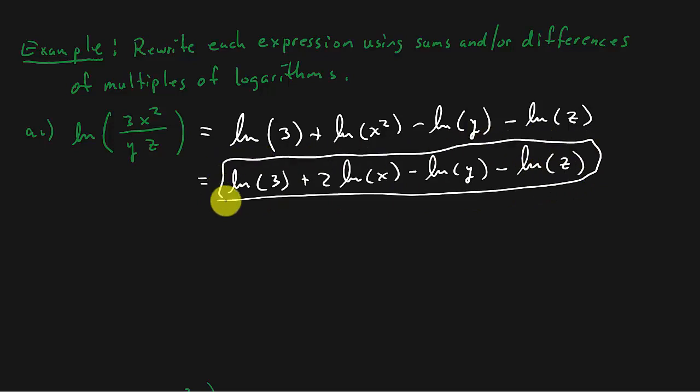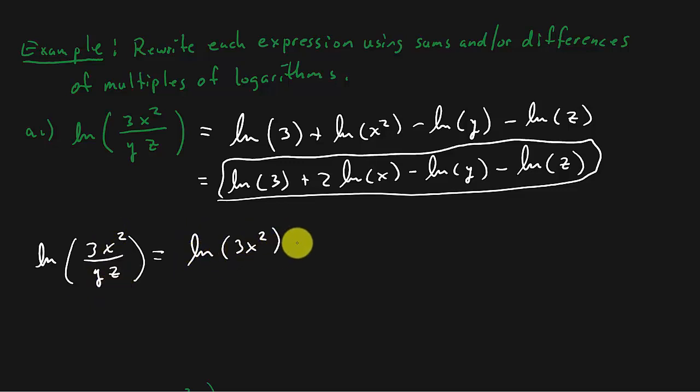Now, what a lot of students ask me when I do this is, shouldn't the sign in front of natural log z have a plus sign in front of it, because it's multiplication here? So let me show you. Natural log of 3x squared over yz equals, if I just look at the numerator and the denominator, natural log 3x squared minus natural log yz. So that's just split up using subtraction.